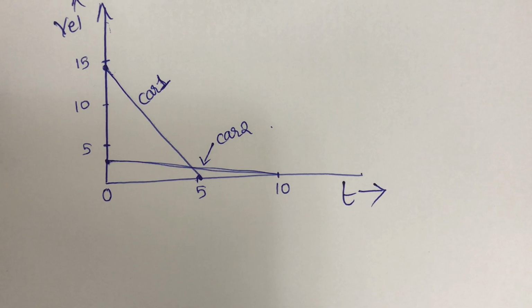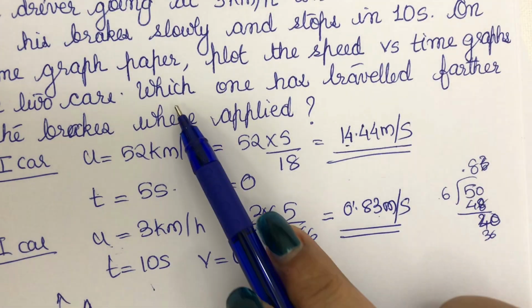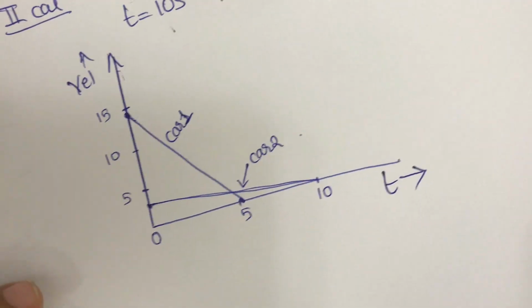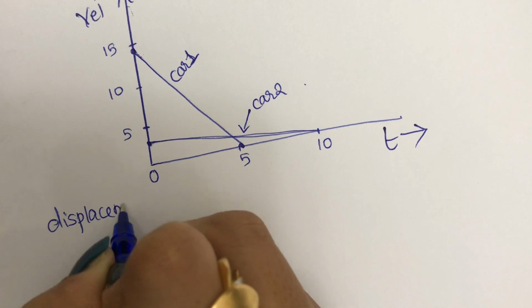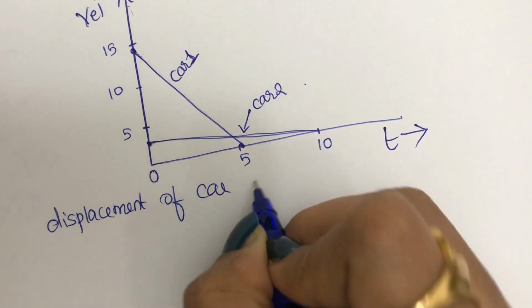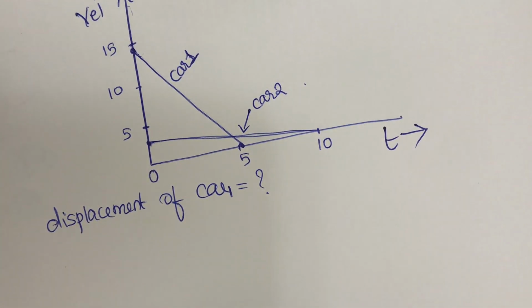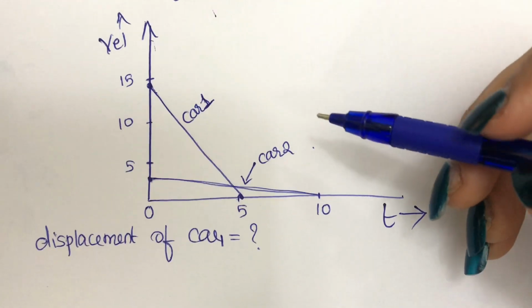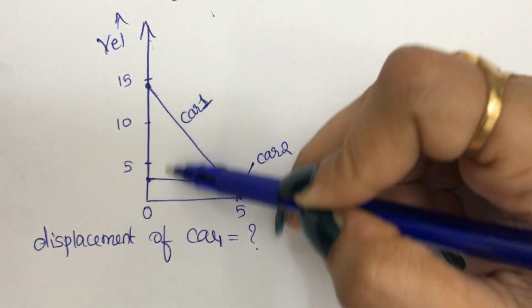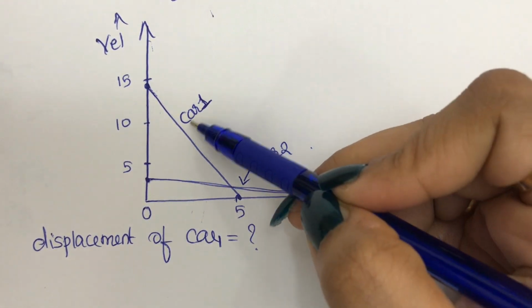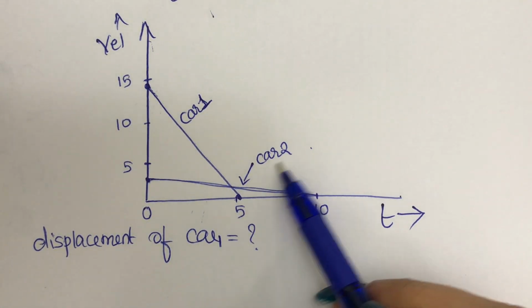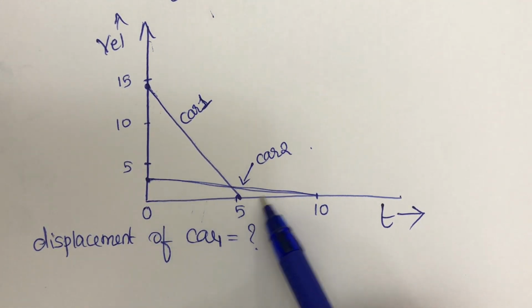So here the next question is, which one has traveled farther after the brakes were applied? So we have to find the displacement of car 1 and car 2. First, displacement of car 1. We have studied that displacement will be the area under the graph. This area for car 1, and the area under car 2 is this area.